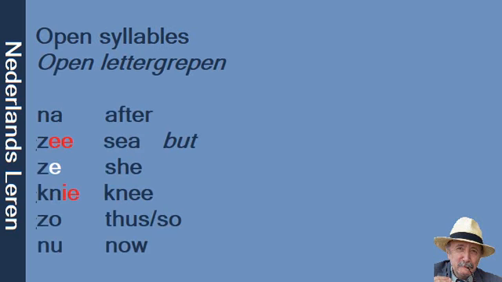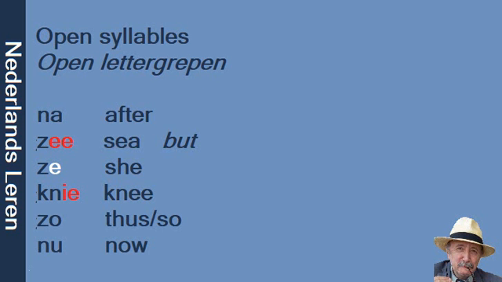Now, if the syllable is open, that means it doesn't end on a consonant, then the vowel is written once, except for the A and the I. So we have na, written with one A, zee. This one is written with two A's, this is an exception. Za is written with one A, and in order not to confuse za with zee, that's why they write zee with two A's. That's what I think.